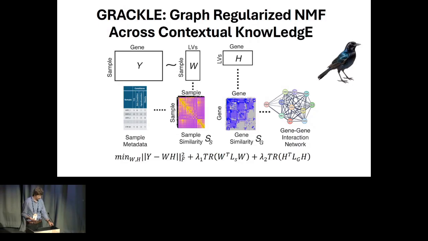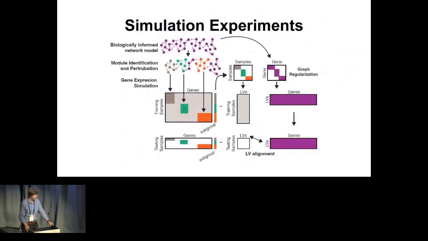Now, using this algorithm, we wanted to first make sure that it worked. And to do that, we performed simulation experiments. So we developed our own simulation framework. And in the simulation framework, we began with a biologically informed network model. And we identified modules of regulatory elements within that network model. And then we simulated perturbations to those modules that we could represent and simulate gene expression data.